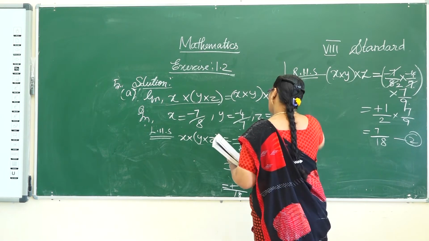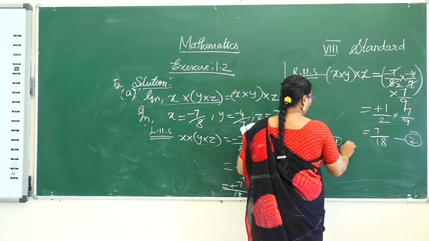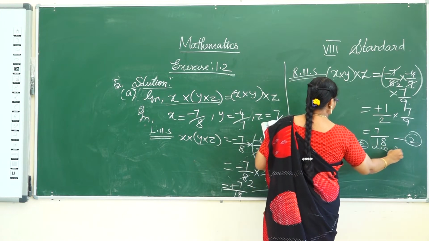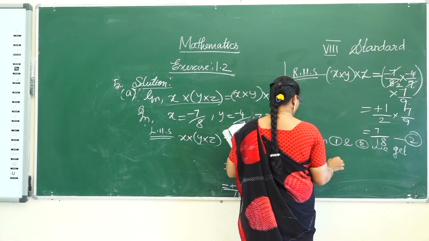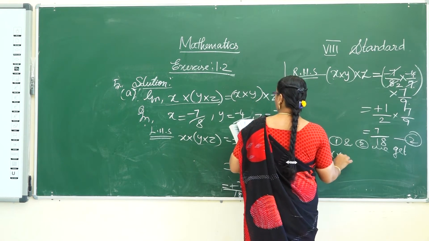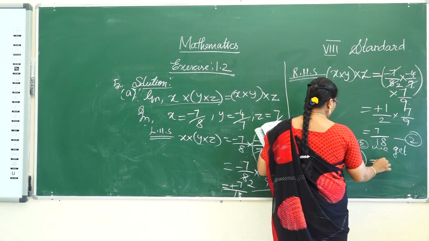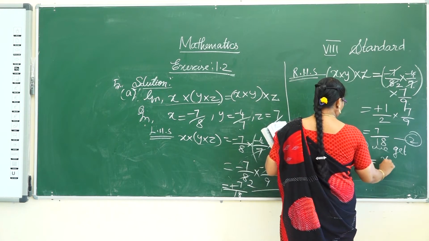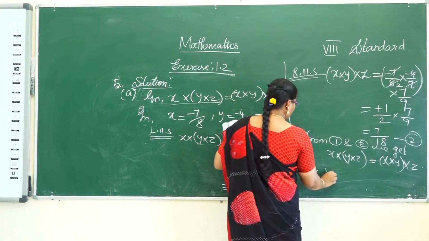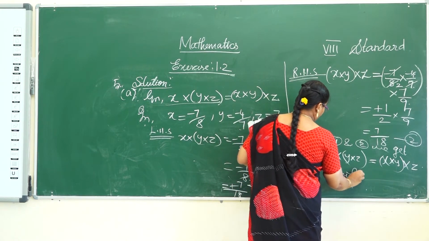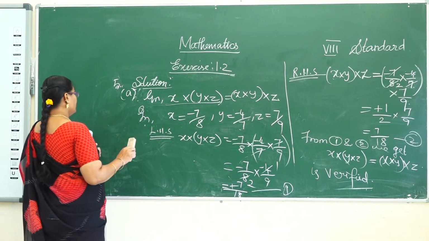From 1 and 2, both are equal, is it? So from 1 and 2 we get that x into y into z, the associative property of multiplication, is satisfied for the given numbers. So that is the result: x into y into z is verified. The sixth problem. Fifth B is homework.